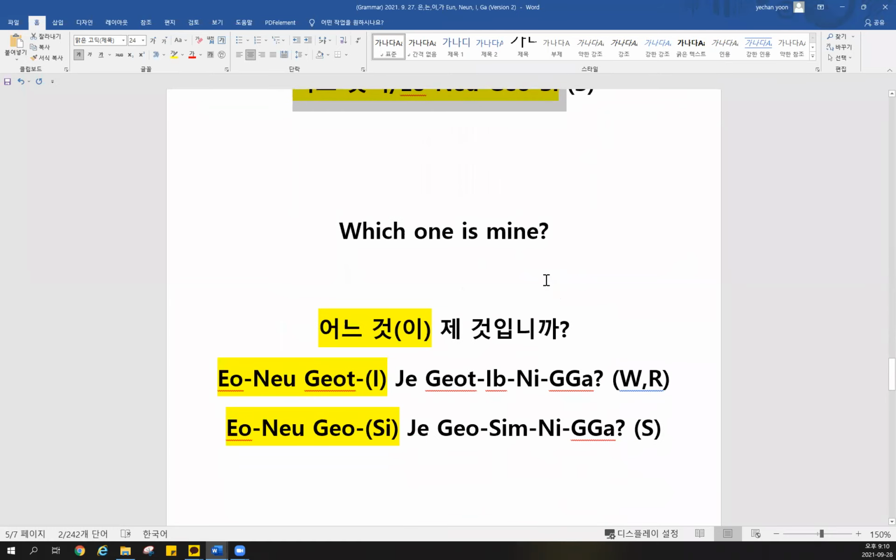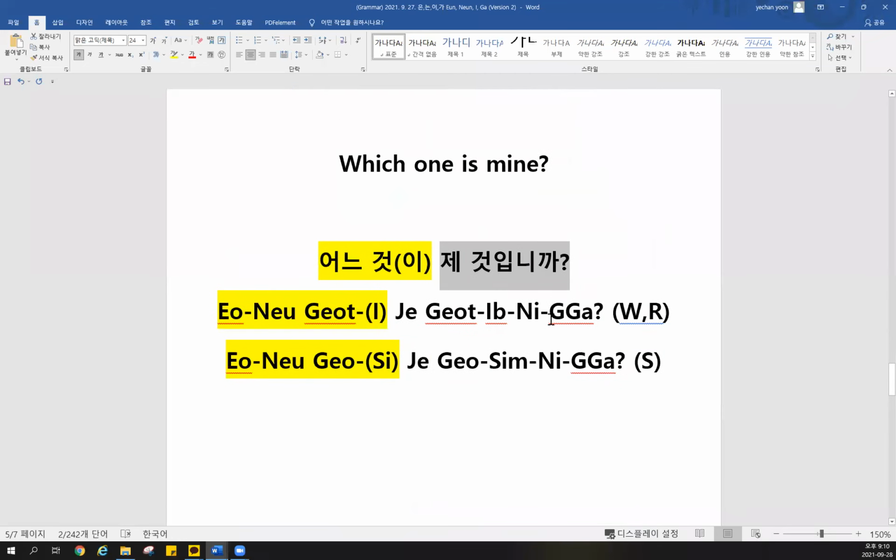Then this is the example. Which one is mine? How can you say it? 어느 것이 제 것입니까? 입니까 is the asking word. Okay, not that difficult, isn't it?